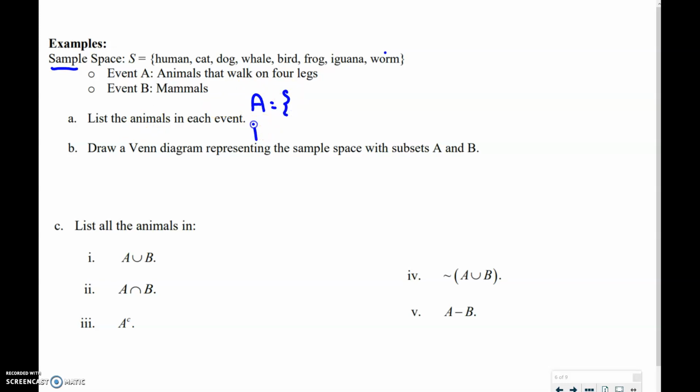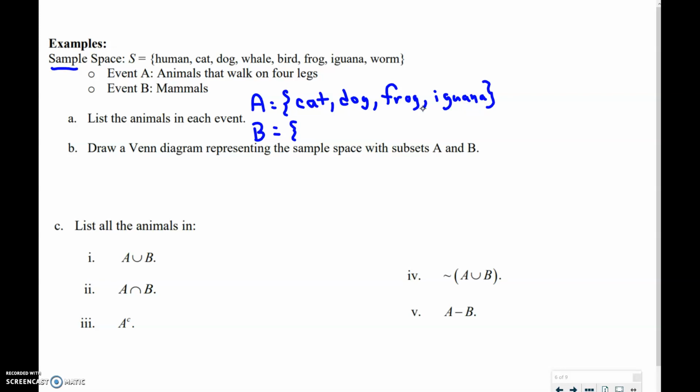So for A, and then we'll do B, and I'd like you to put them in those fancy set brackets, just kind of like you're making an S, but you curve back around. And we're going to do for the 4 legs, let's see, that would be the cat, the dog. Whales don't have legs, birds only have 2, frogs have 4 legs. They hop more than walk, but that's okay. The iguana. And the worm doesn't fit in there.